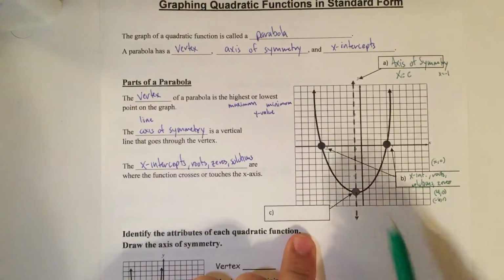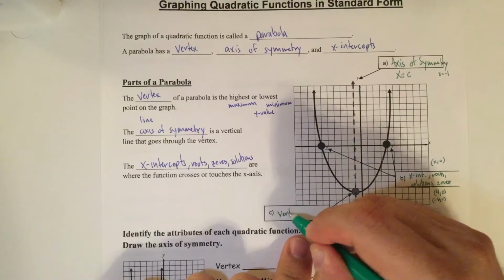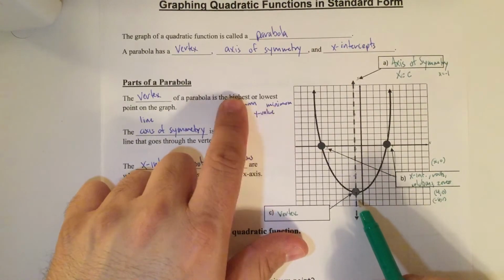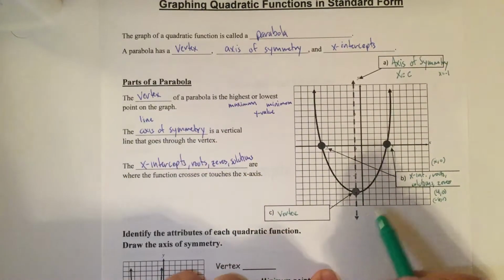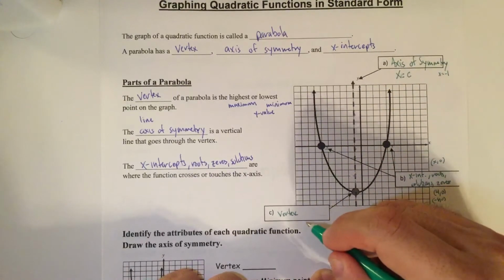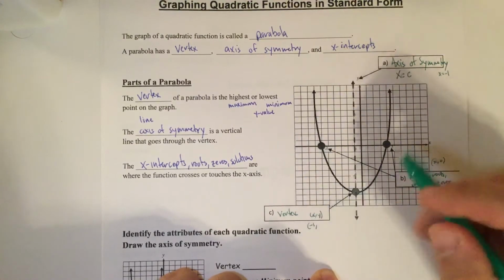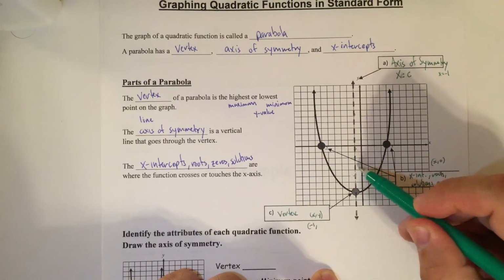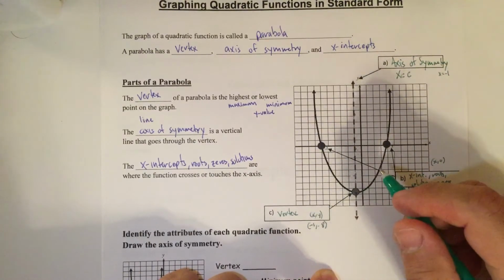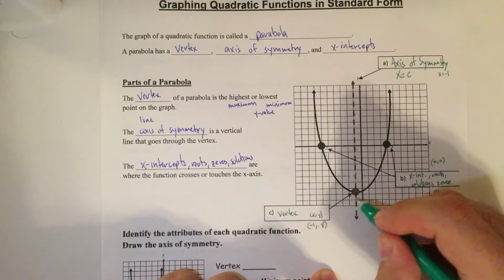The last thing we have here, this is the lowest point of the graph. This is called our vertex. And like we said before, if it's the lowest point, it's called a minimum. The highest point is called a maximum. So in this case, to get the value of the vertex, we have to find the coordinates. x is -1, and y is -8. So the vertex is (-1, -8). Since it's a minimum, the minimum y value would be -8.